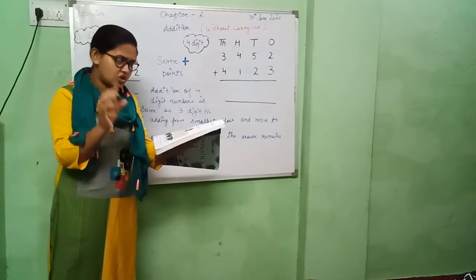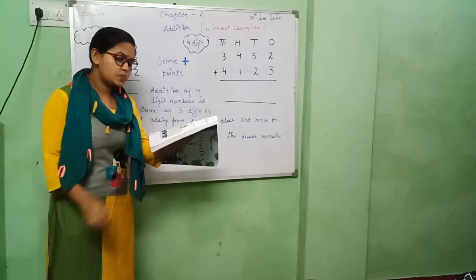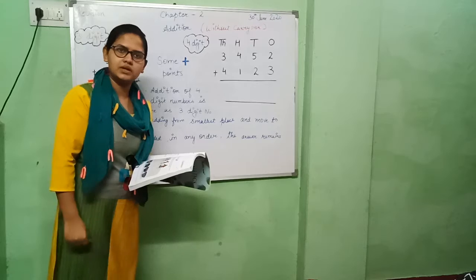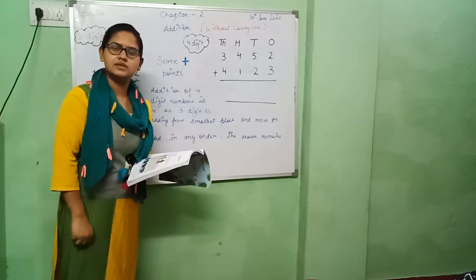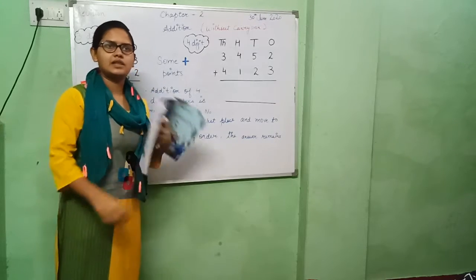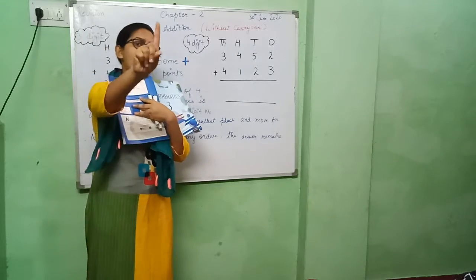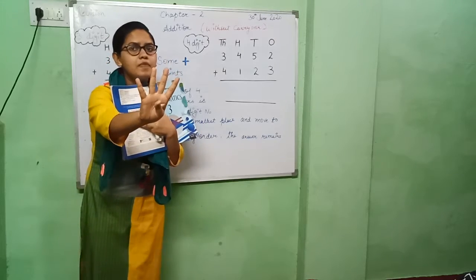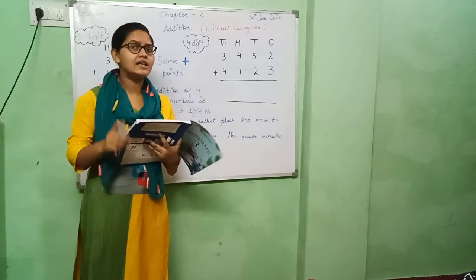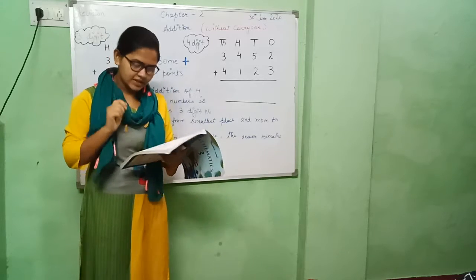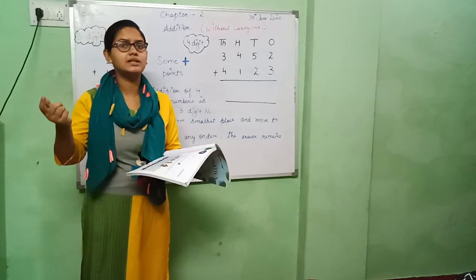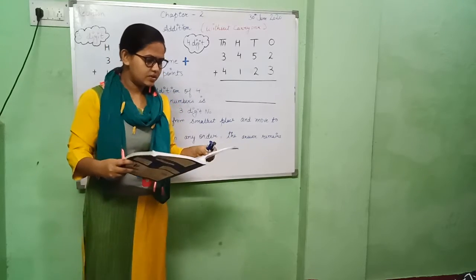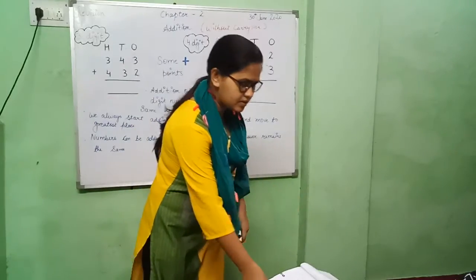So there is the definition of addition, which is putting together or adding two or more numbers. Which means if I have one number in one hand and three in the other, when we take them together, you can count. We have 3 and 1, it becomes 4. That means we add 1 to 3. So this is addition, putting one number with the other number. So let's start with this chapter.